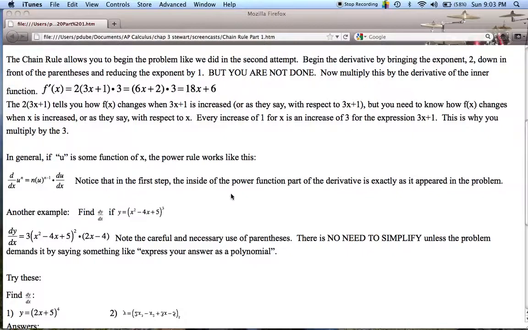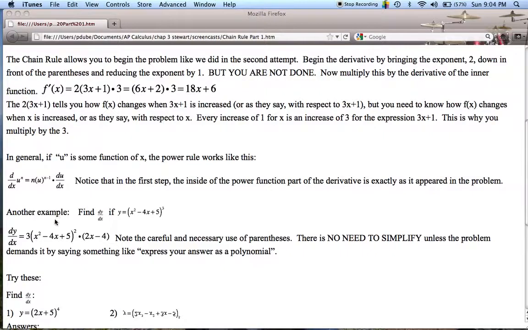The first step, the inside of the power function is part of the derivative. The inside of the power function, right there, n times u. That u stays the same. You don't do anything to that when you're doing the power rule. You just do n times whatever was already there. In our case, it was the 3x plus 1 to the n minus 1. Then you multiply by the derivative of what was inside. But you will see that 3x plus 1, that was the original inner function, appear in your derivative.